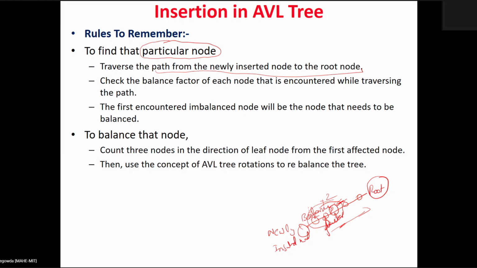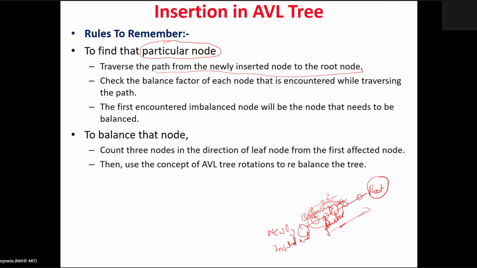Okay, so in order to find a particular node, traverse the path from the newly inserted node to the root node, and you have to calculate the balance factor for each node that is encountered while traversing the path. Then the first encountered imbalanced node will be the node that needs to be balanced.